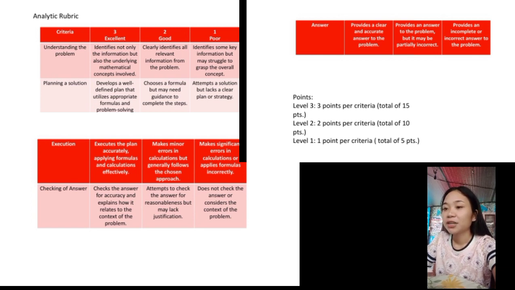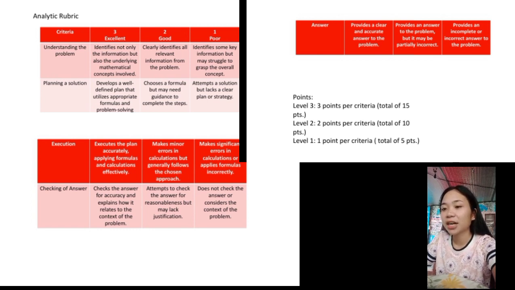Next is the criterion execution. If the student executes the plan accurately, applying formulas and calculations effectively, she or he will get 3 points. If the student makes minor errors in calculations but generally follows the chosen approach, she will get 2. If the student makes significant errors in calculations or applies formulas incorrectly, he or she will get 1.